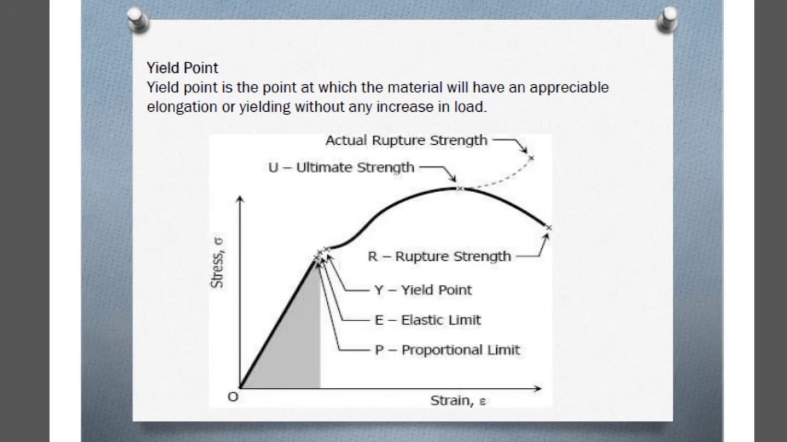So what is a yield point? Yield point is a point at which the material will have an appreciable elongation or yielding without any increase in load. So halimbawa, nag-apply tayo ng load sa material and naabot niya na yung proportional limit. Then, nag-apply ng load and naabot niya na yung elastic limit. So, kung ito si load P, ay in-increase natin hanggang sa marating niya na yung elastic limit. Once na marating niya itong yield point natin, that's Y, kahit yung load mo ay constant na, hindi mo na siya i-increase yung load, ay patuloy na magkakaroon ng elongation yung material.